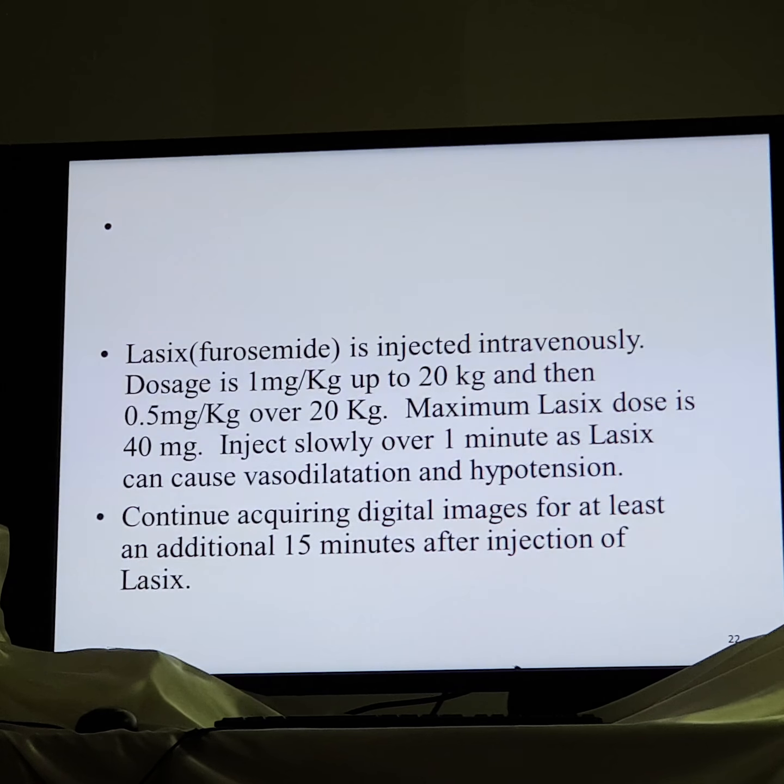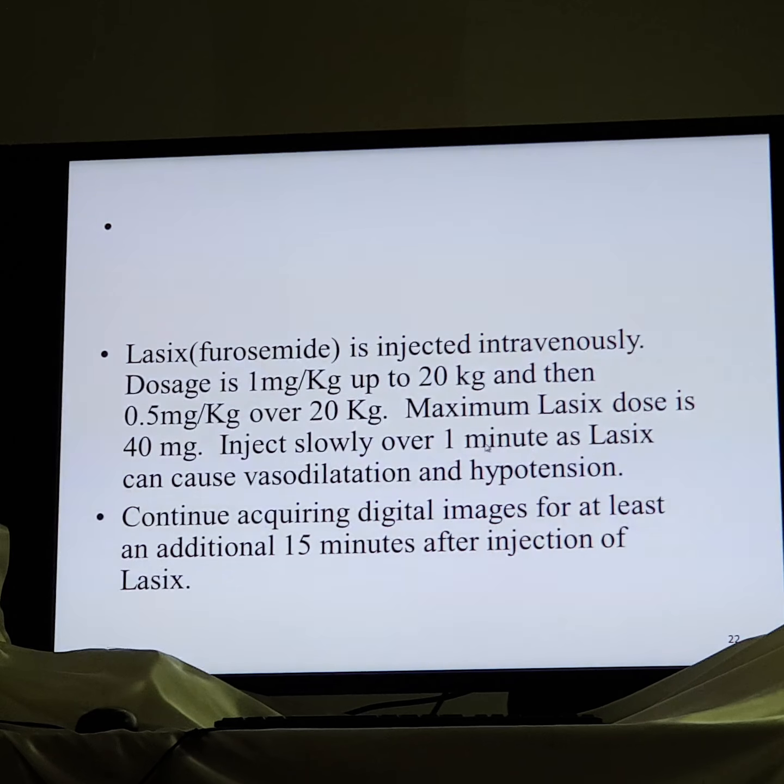And this is the dose of the diuretic, or furosemide medication: 1 milligram per kg up to 20. For pediatrics, it depends on the weight. If 5, we will give them 5 milligrams, and so on. For adults, we will stop at 20 milligrams. For special cases, we may increase to 40 milligrams.